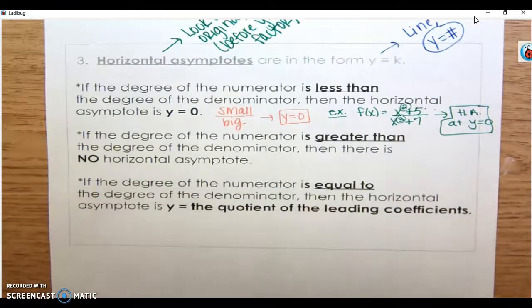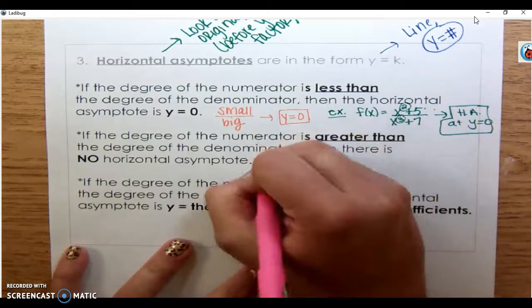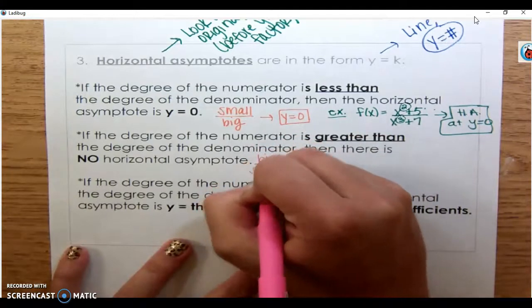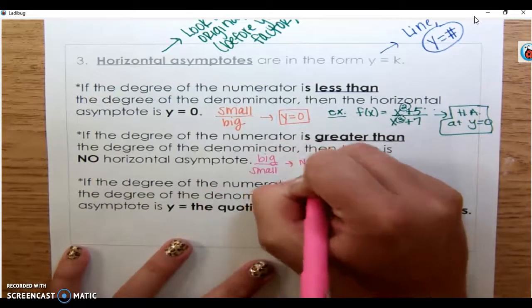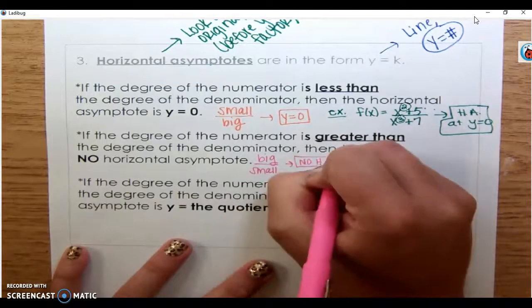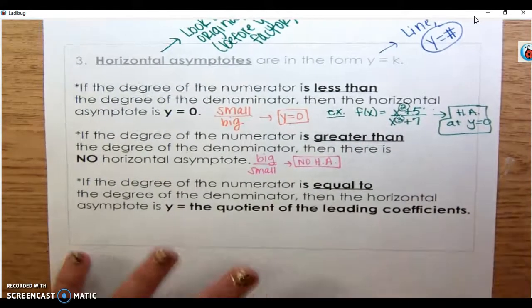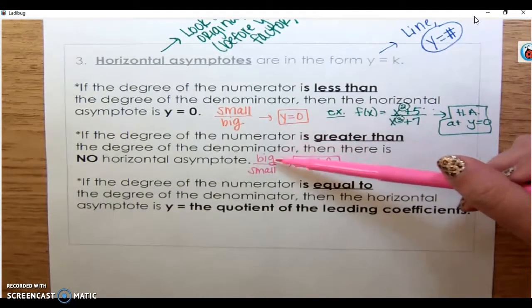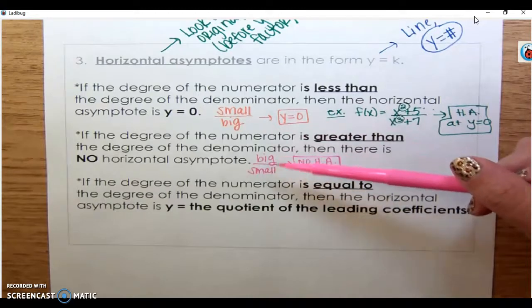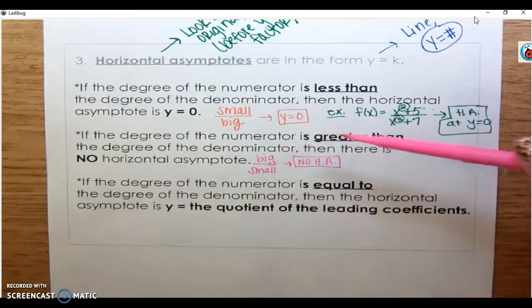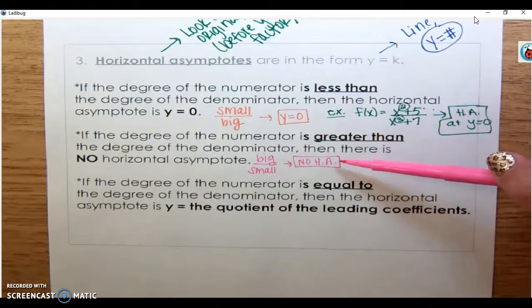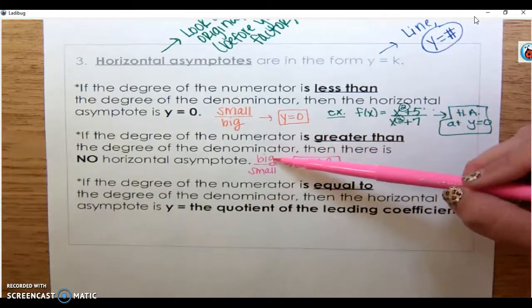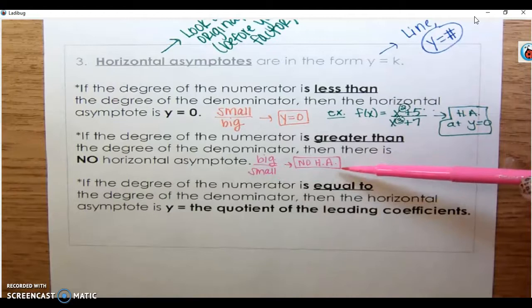Alright, next rule is if the degree of the numerator is greater than the degree of the denominator, then there is no horizontal asymptote. So if it is big over small, there's no horizontal asymptote. So here's how I remember this, and one of my math teachers told me this little trick. If you have a big person sit on top of a small person, there's no person left to see. So there's no horizontal asymptote. So big on top of small, there's no horizontal asymptote left.